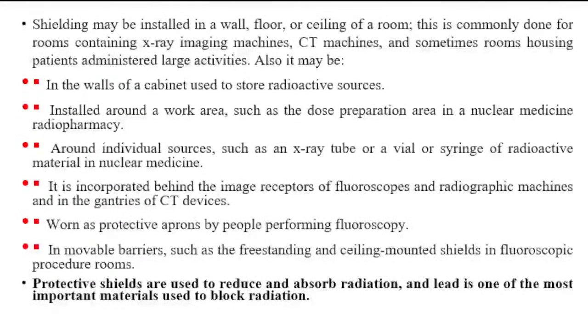Also, it may be, number one, in the walls of a cabinet used to store radioactive sources. If a cabinet is used to store radioactive sources, shielding can be in the wall of the cabinet, so that each time you go to the cabinet, you are protected from radiation. It can be installed around the work area, such as the dose calibration area in the nuclear medicine radiopharmacy. So you can have shielding around the work area.